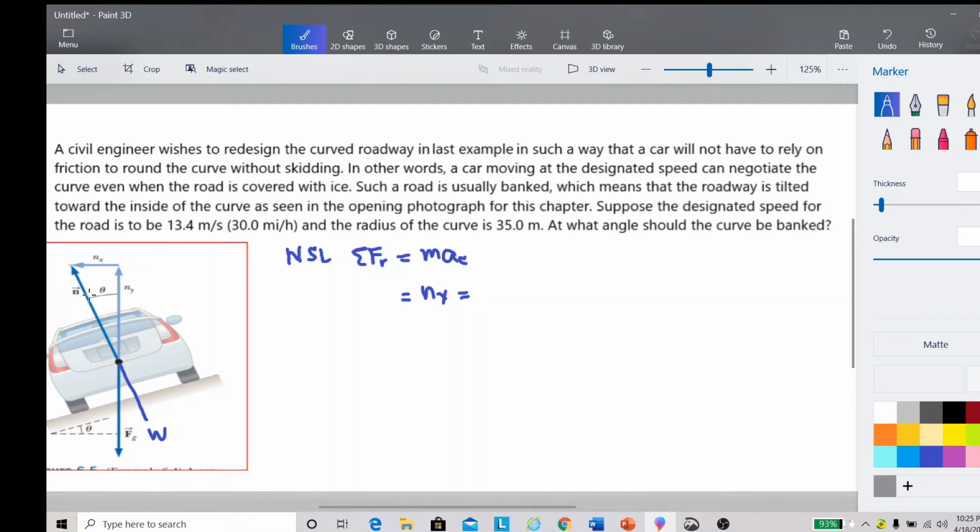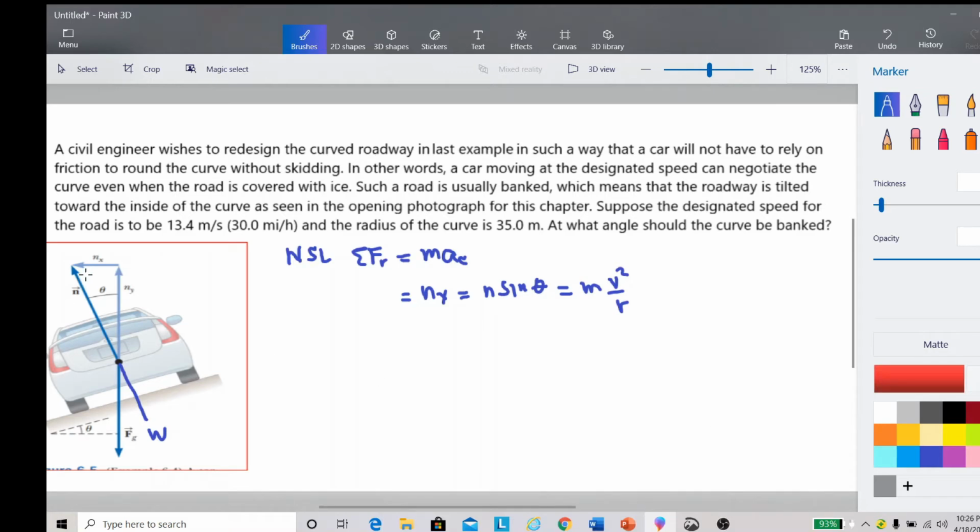And this is n sine theta, which will be n sub x along the radial direction. That will be equal to m a_c. But what is a_c equal to? That will be equal to v squared over r.